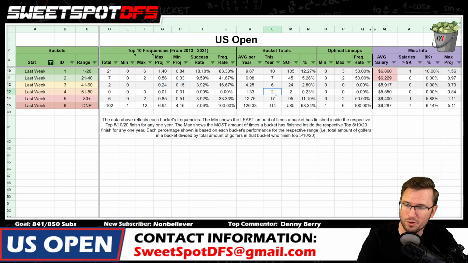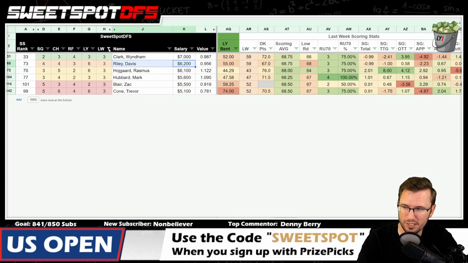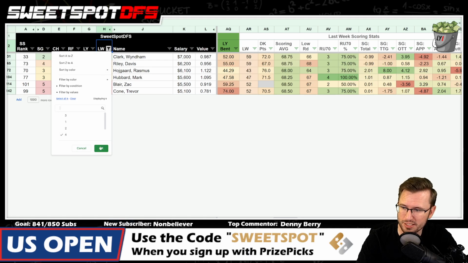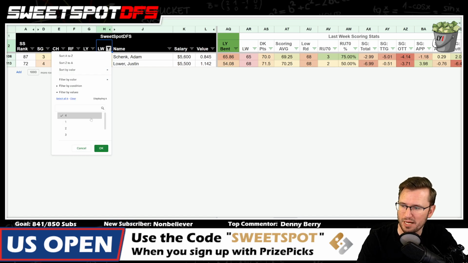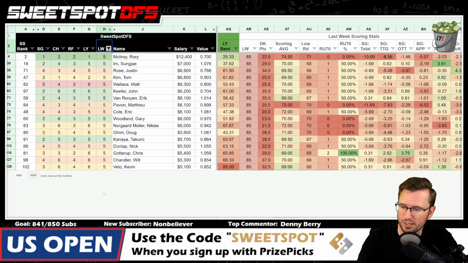The next one, there are 2 golfers in the last week 4 buckets, and this is nearly 0% chance of having any of these guys finish inside the top 10. Adam Schenk and Justin Lauer. That's fine. Yeah, we can go ahead and say the same thing.